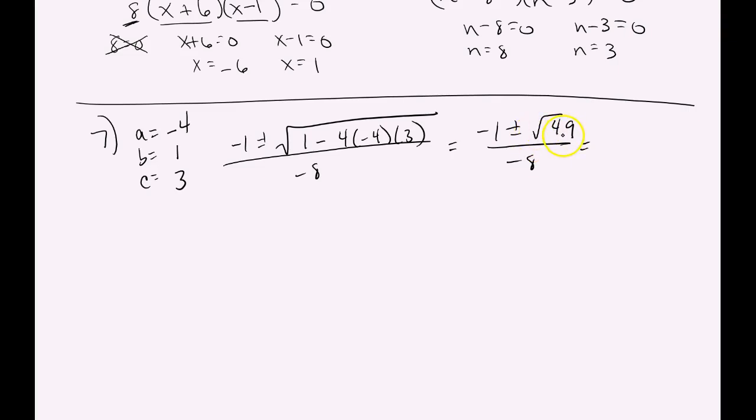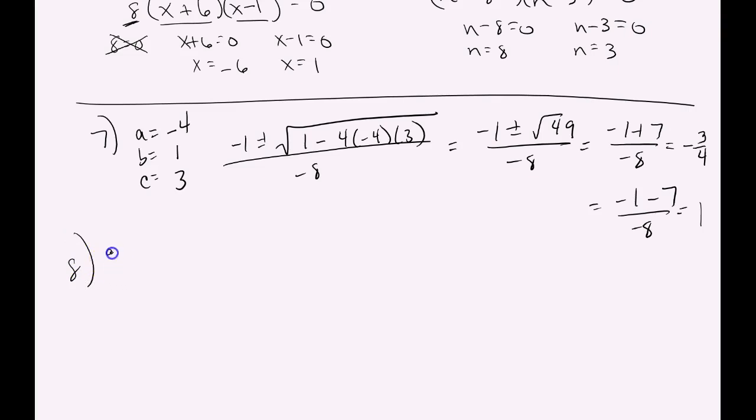So the square root of 49 is 7, so I need negative 1 plus 7 over negative 8, and I need negative 1 minus 7 over negative 8. And then I just math it out. So this will become a 6/8, which is a negative 3/4. This will become a 1, I think. Yep, so there's my two answers from number 7.